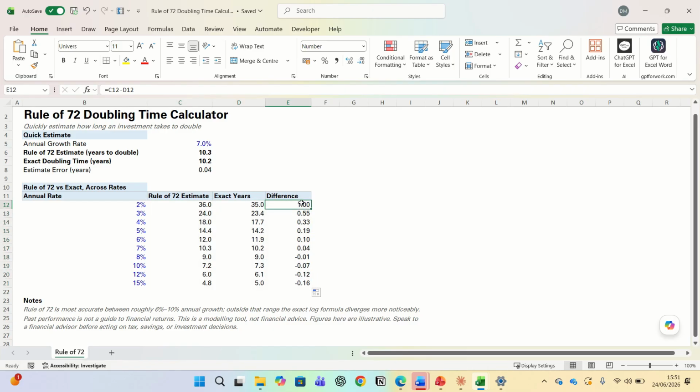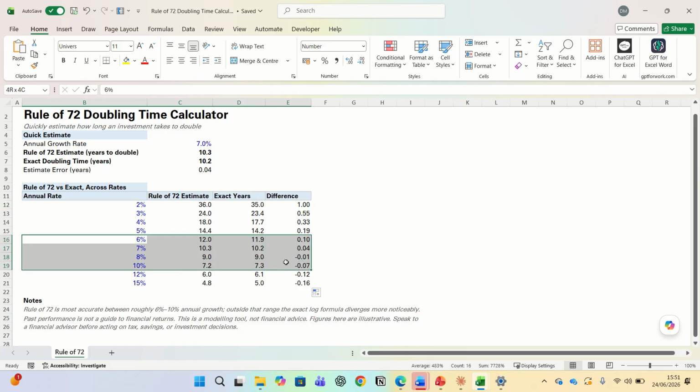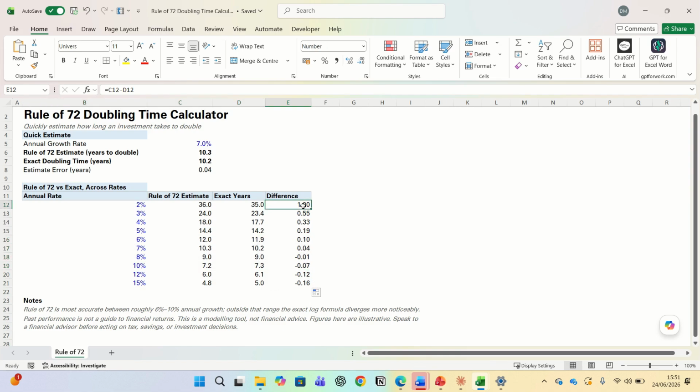As shown, the rule is impressively close at investment rates of around 6 to 10%. However, it drifts further off at very low or very high rates. And I think showing the real formula next to the shortcuts rather than just showing the shortcuts is the more honest way to present this. It is a useful mental math trick, but it's worth knowing where it starts to break down.